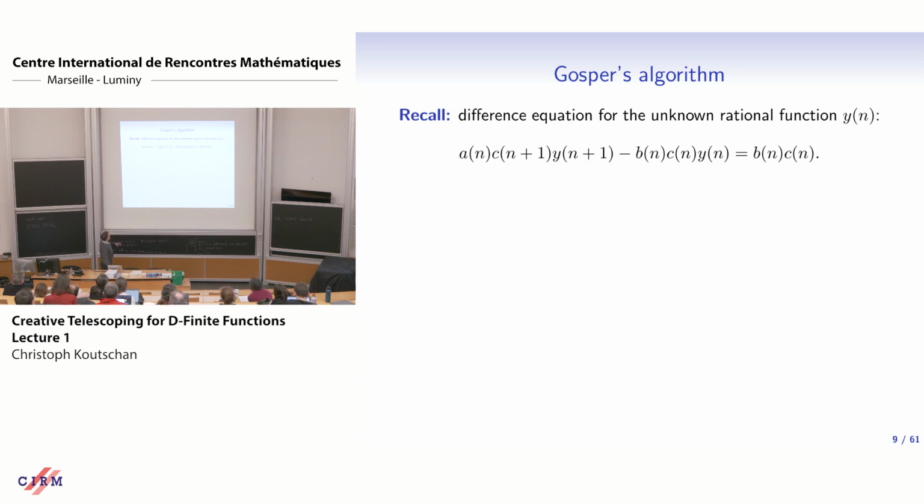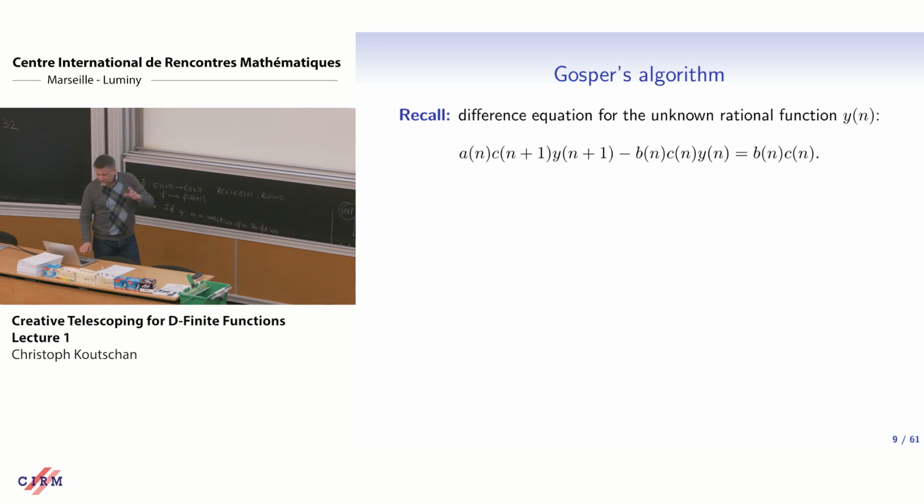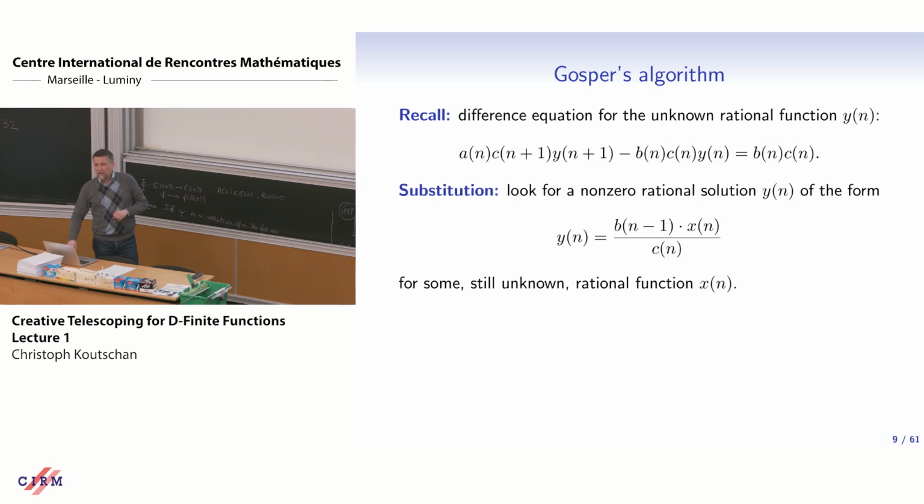And here comes the ingenious idea of Gosper, that he realized that certain things go well together. Like here we have y of n plus 1, c of n plus 1. Here we have y of n times c of n. So he realized that this whole equation simplifies if we do a substitution. So we write y of n as b of n minus 1 times x of n divided by c of n.